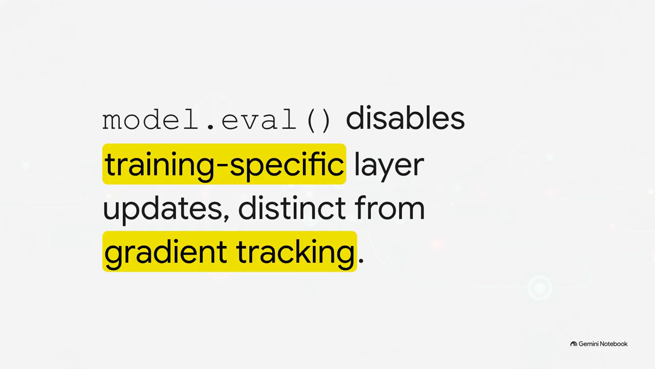Now, a lot of people mix this up, but it's totally distinct from torch.no_grad, which just turns off gradient tracking. What model.eval actually does is freeze the specific behaviors of layers like dropout or batch normalization. If you forget this, your model will just keep randomly dropping nodes during your test phase, completely ruining your predictions. You really need both, model.eval to lock layer behavior and torch.no_grad to save memory.